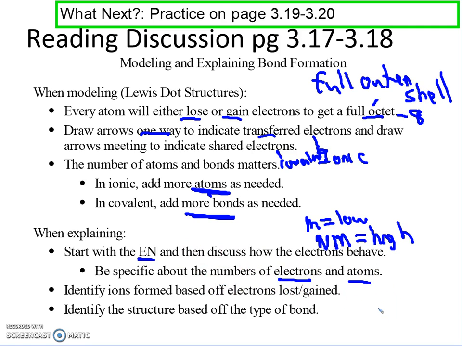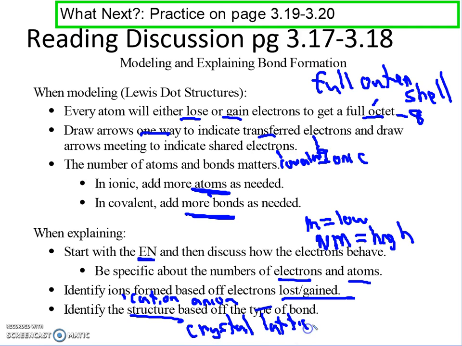Don't just say, oh, they both have high electronegativity, so they share electrons. Well, are they sharing 2, 3, 5? How many are they sharing? Identify ions, and you can use the terms cation for positive and anion for negative, based off whether electrons are lost or gained. And then identify the structure, right? So crystal lattice for ionic, molecule for covalent, and then malleable solid for metallic.